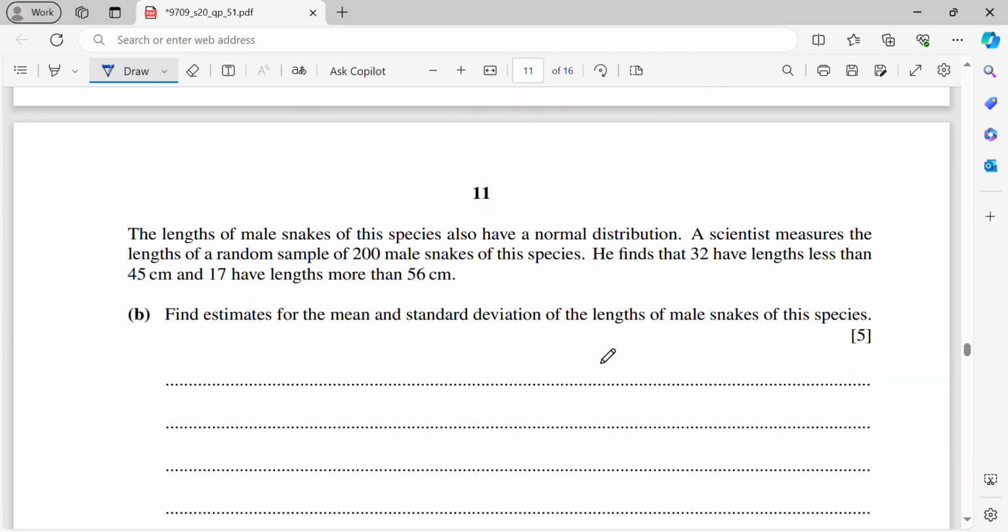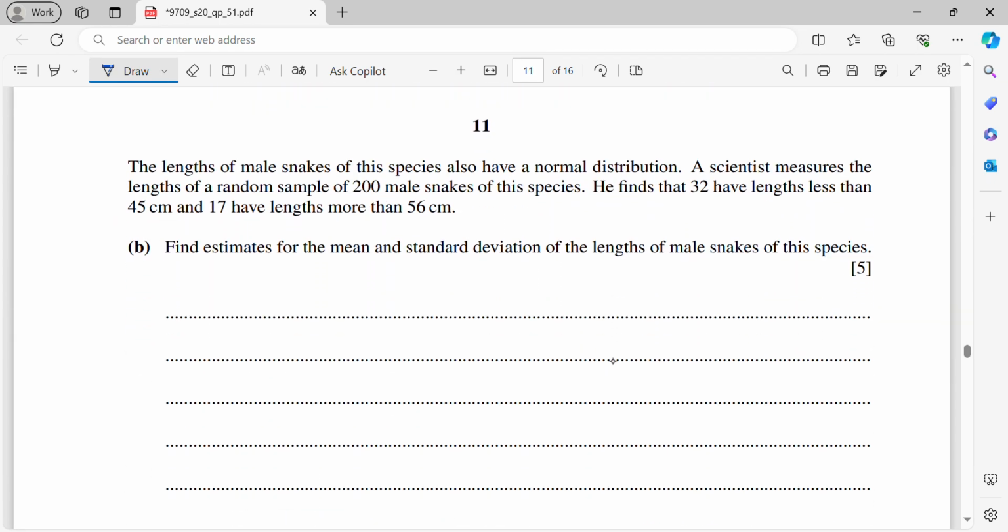Okay, now next question. The length of male snakes of this species also have a normal distribution. A scientist measures the length of a random sample of 200 male snakes of this species. He finds that 32 have lengths less than 45 centimeters and 17 have lengths more than 56 centimeters. Okay, just now less, now more. Now B, find estimates for the mean and standard deviation for the length of male snakes of this species.